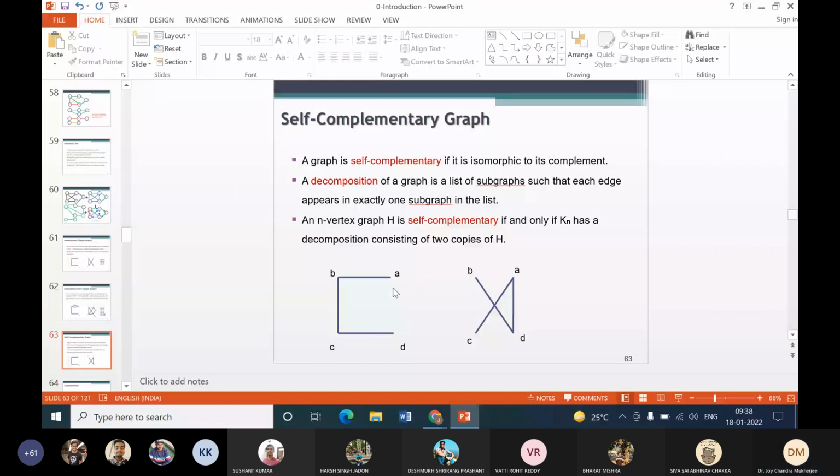Okay, now you see that this graph is complement to this and they are isomorphic to each other. So here A is isomorphic to B, this B is isomorphic to D, this C is isomorphic to A, and this D is isomorphic to C.